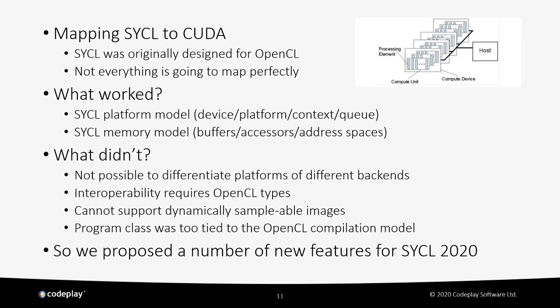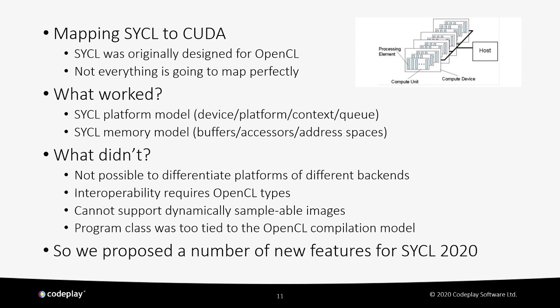After introducing a new backend, there was no way to differentiate between platforms from different backends. Interoperability also wouldn't work, as it required OpenCL types. SYCL 1.2.1 images couldn't be supported as is because CUDA cannot support dynamically sampleable images, like OpenCL can. So in CUDA you have to specify the sampler when you create the image if you want to use one. Finally, the program class was tied too closely to the OpenCL compilation model.